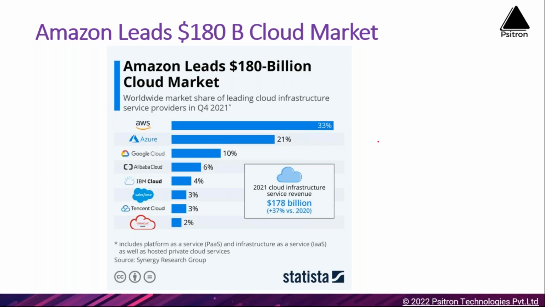If you see, Amazon holds almost 33% of the cloud industry. Just imagine, it leads an industry worth $180 billion. It's a mega structure, a mega industry. That means it is directly proportional to the amount of job opportunities that are available in the world.